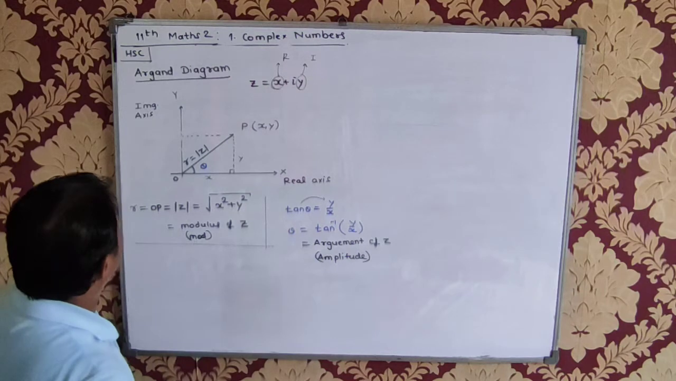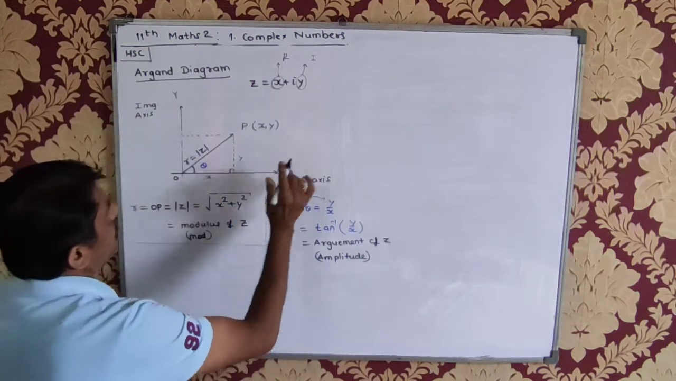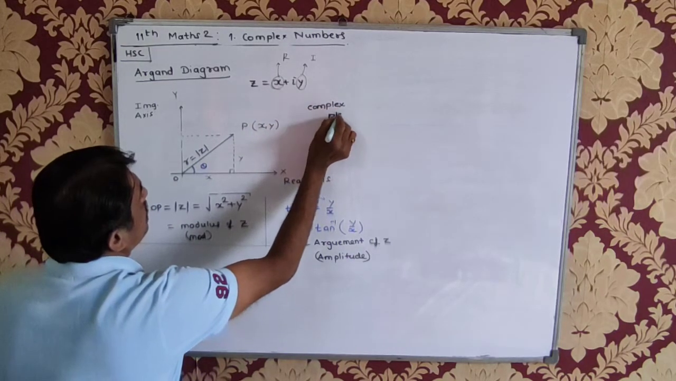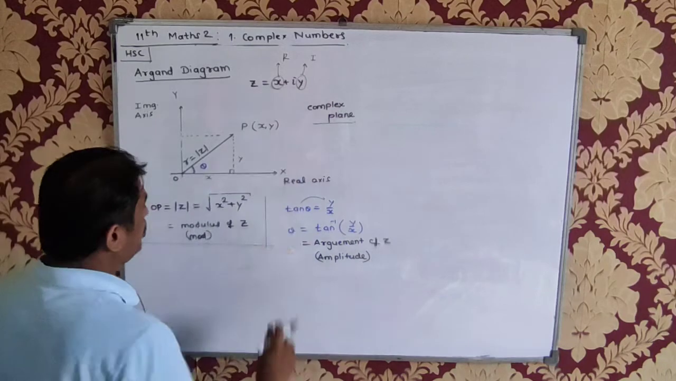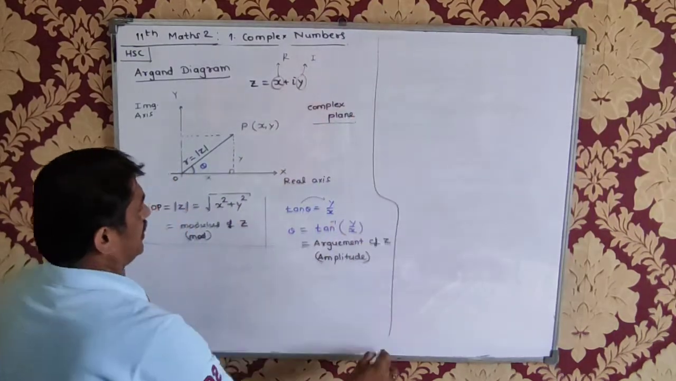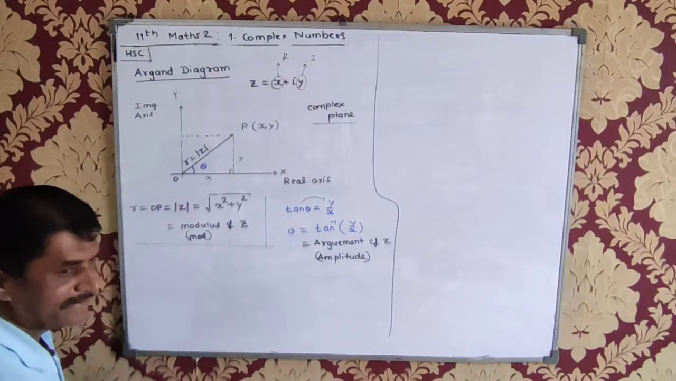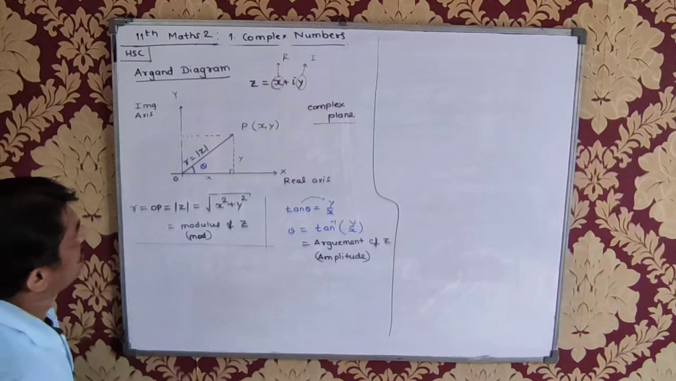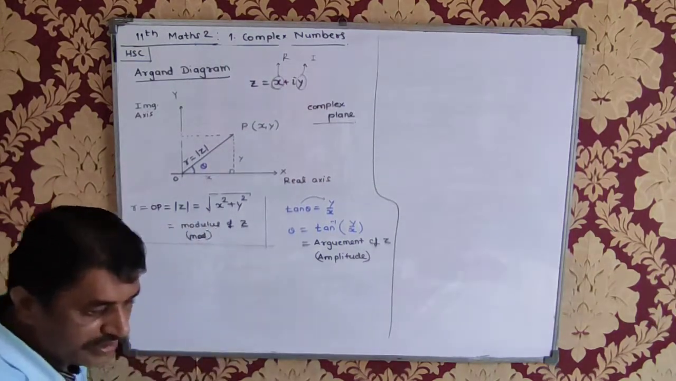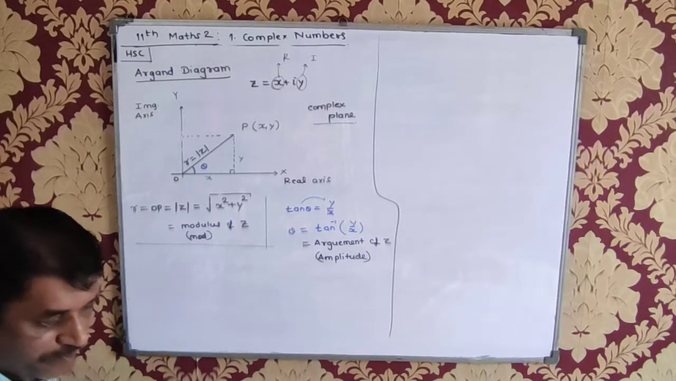Now this total diagram is called the Argand diagram. And this XOY plane is called a complex plane. This diagram was suggested by a mathematician Argand. So in his name we call it the Argand diagram. Is this clear? Is that okay? Now the complex numbers can also be represented by one more form.